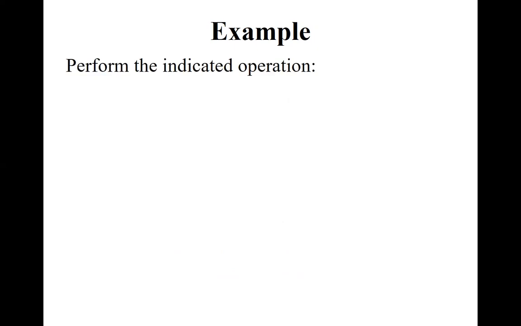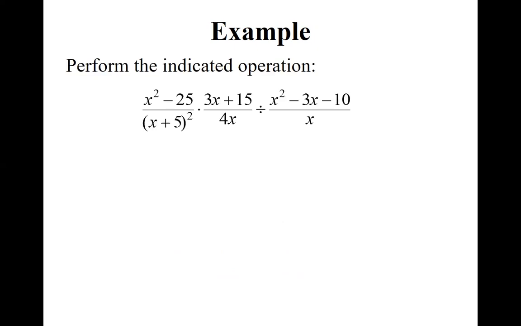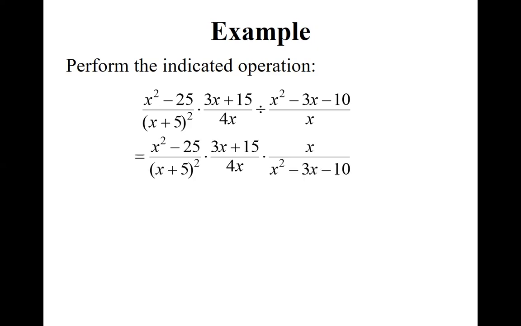Let's perform the indicated operation. We have some multiplication, we have some division. The first 2 rational expressions are being multiplied, and then we're dividing by the third. Let's take care of that division. Division changes to multiplication, and then we multiply by the reciprocal. We flip the second one. So we flip the (x squared minus 3x minus 10) over x. And now it's all multiplication.